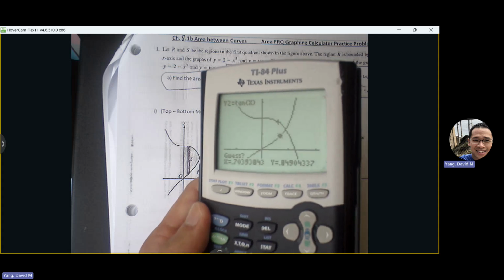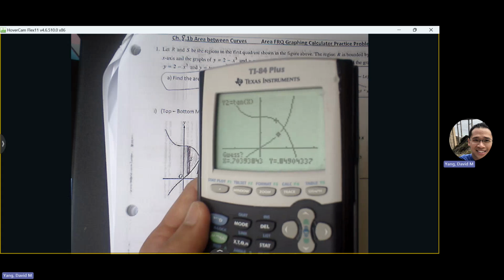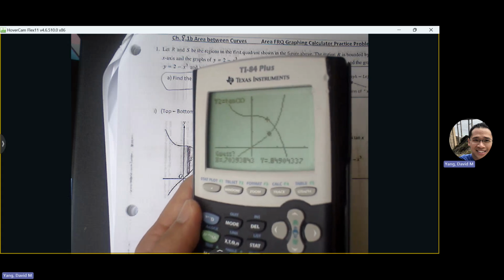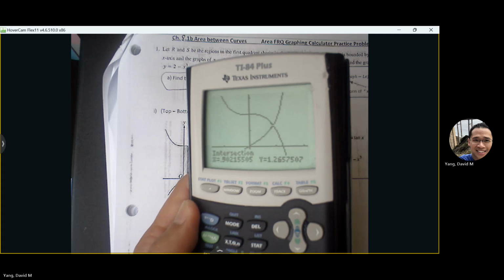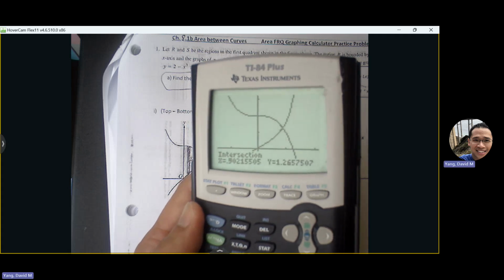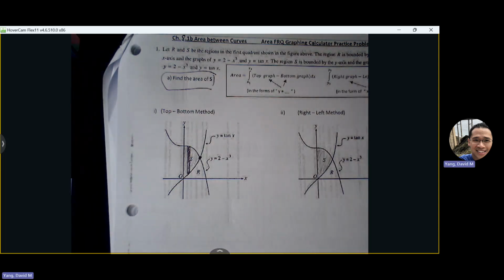If you try to find the intersection for the calculator, it may be confused because it doesn't know what you're asking it to do, but it should find that intersection for you. So let's round to 3 decimal places. You should get 0.902 and 1.266.